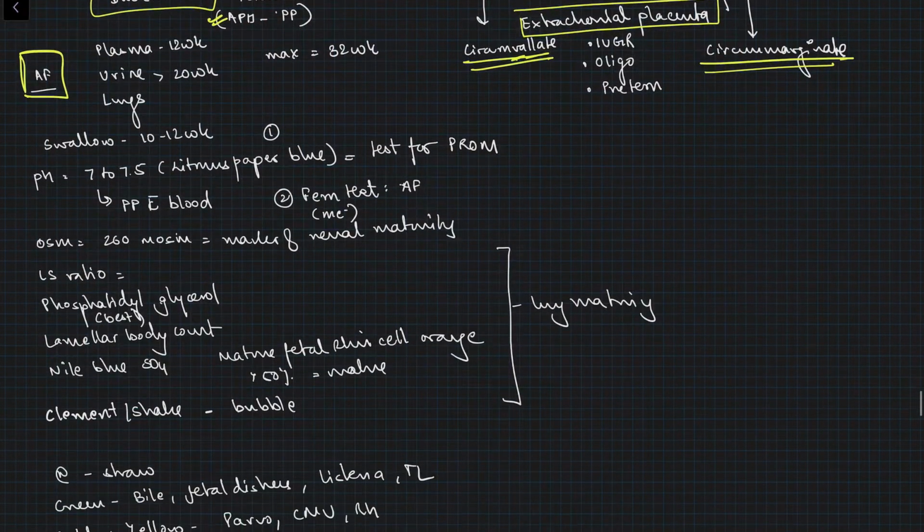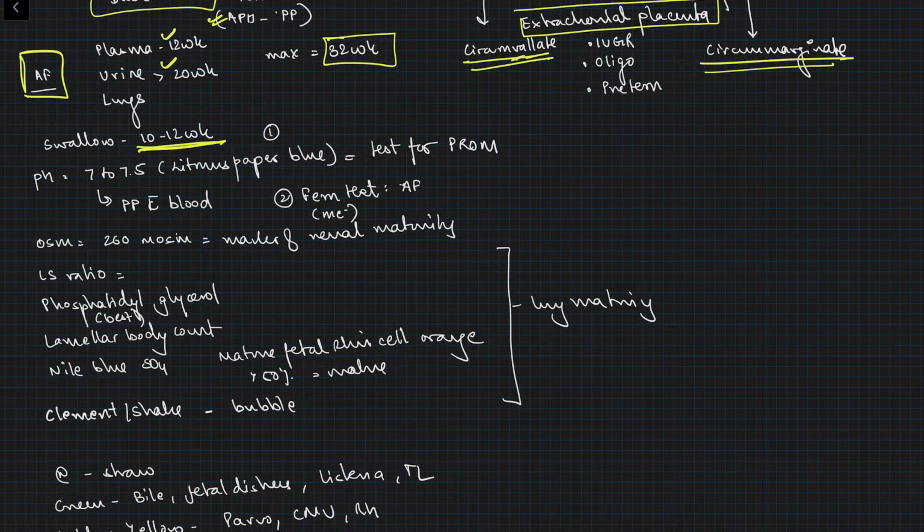Now the amniotic fluid, it is secreted by plasma at 12 weeks. After 20 weeks, it is secreted by urine. And remember, the maximum amniotic fluid is present at 32 weeks period of gestation. The most common method of absorption is by swallowing, which starts at 10 to 12 weeks.